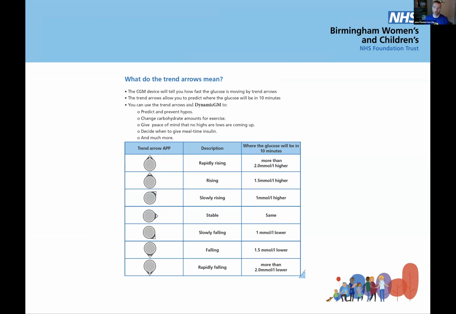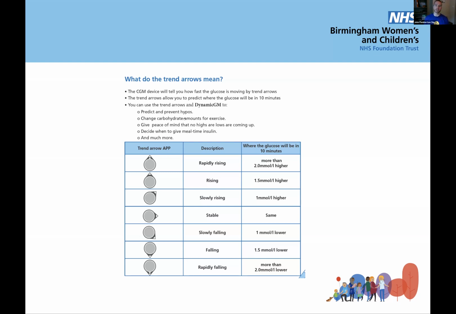If it's a horizontal arrow, pretty simple, it's going to be about the same in the next 10 minutes. If it's an angled arrow up, it's going to be about 1 millimole or 20 milligrams per deciliter higher in the next 10 minutes. If it's an arrow straight up, it's going to be about 1.5 millimoles higher, 30 milligrams per deciliter. If it's a double arrow up, it's going to be 2 millimoles higher or 40 milligrams per deciliter higher. That's just to give you an idea so you can project in your mind what's going to happen in the next 10 minutes.